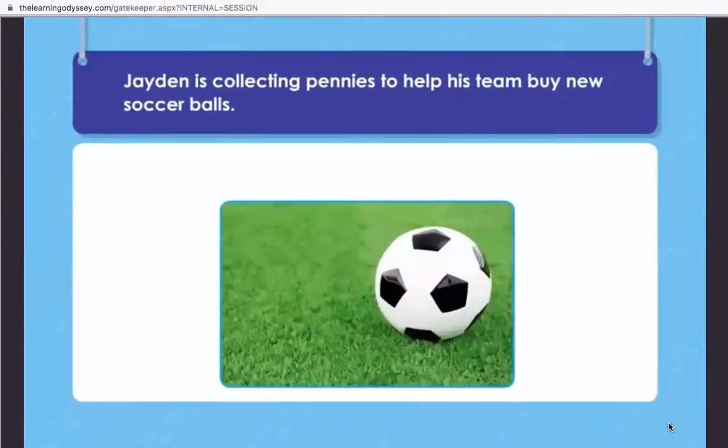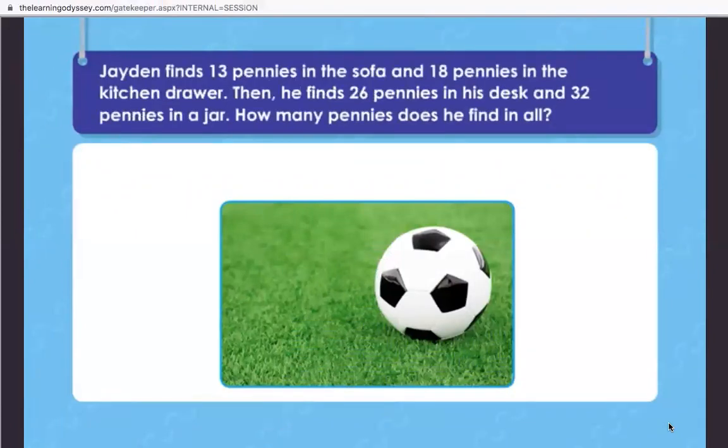Remember Jaden? Jaden is collecting pennies to help his team buy new soccer balls. Jaden finds 13 pennies in the sofa and 18 pennies in the kitchen drawer. Then he finds 26 pennies in his desk and 32 pennies in the jar. How many pennies does he find in all? The number sentence for this problem is 13 plus 18 plus 26 plus 32. Let's find the numbers that are easier to add. Look to see if there are two numbers where the digits in the ones place will add up to a 10.